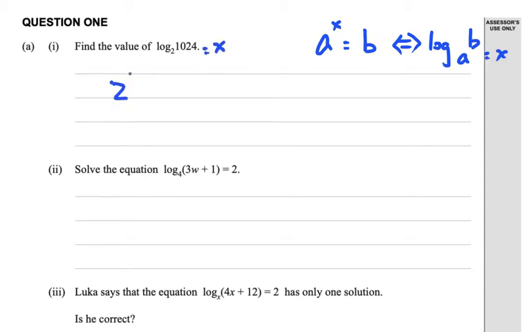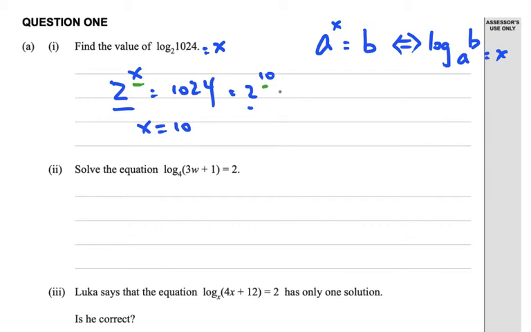Then we can turn that into exponential form: 2 to the power of x equals 1024. Now we know 1024 is 2 to the power of 10. Hence, if you have two things equal with the same base, they must have the same power. This is one way to think of it. Hence, x equals 10.